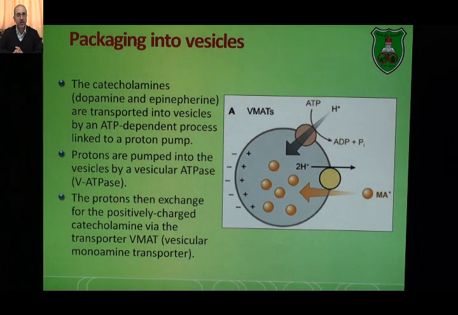Now, how are these neurotransmitters, dopamine and epinephrine specifically, packaged into vesicles? What's needed is an ATP-dependent process linked to a proton pump. You have entry of protons into the vesicles, and these protons can then be pumped out of the vesicle in exchange for the neurotransmitter, the dopamine or the epinephrine. So you have an ATP-dependent process, and you have the participation of two types of transporters: one for the protons, and another one for the neurotransmitter itself. The transporter responsible for transporting the catecholamines into the vesicles is known as the vesicular monoamine transporter, or VMAT.